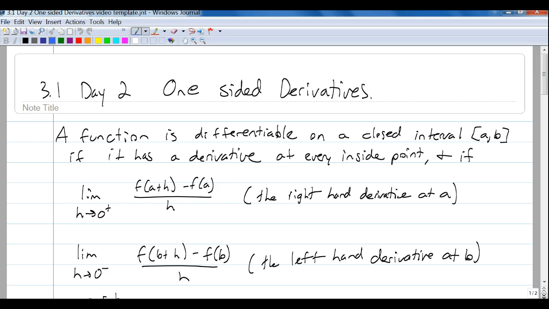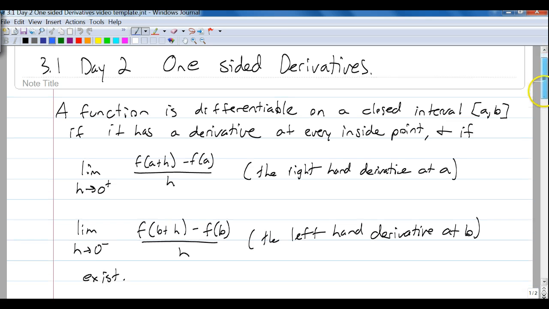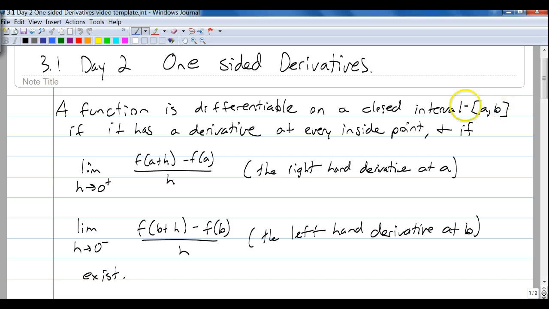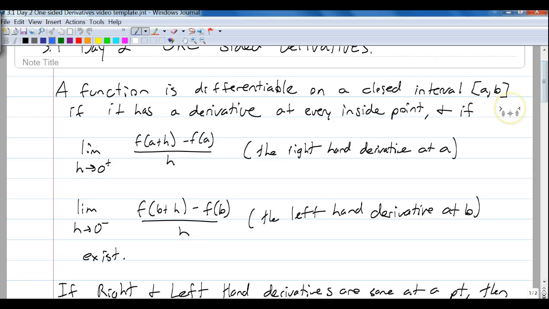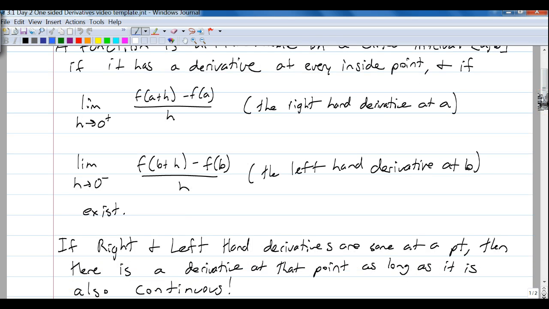I'm going to just show you these words. You can pause the screen to write them down if you did not take notes. Basically though, a function is differentiable on a closed interval between a and b if it has a derivative at every inside point in that interval, and if the endpoints have a right-handed derivative and a left-handed derivative, if they both exist.